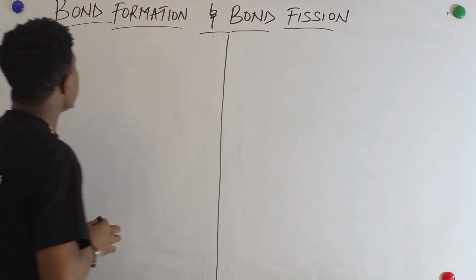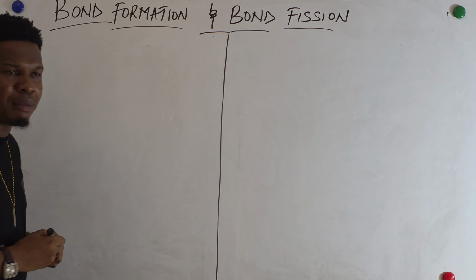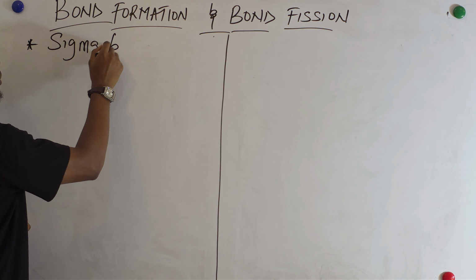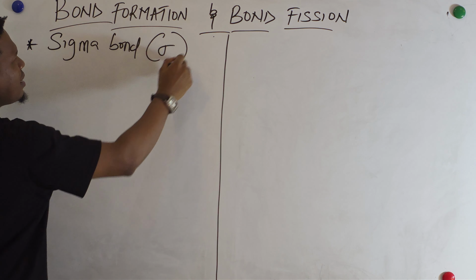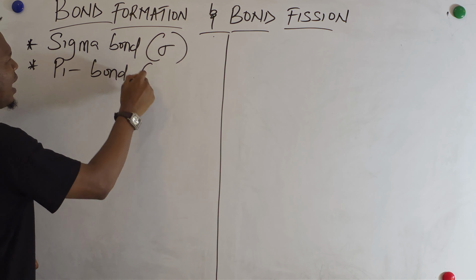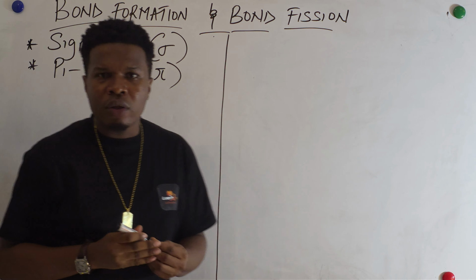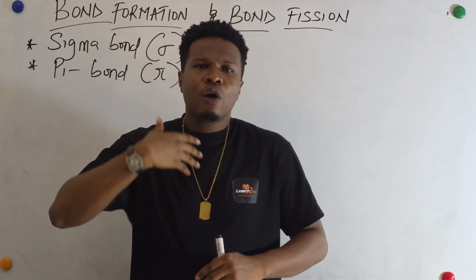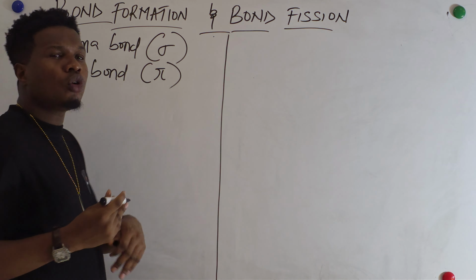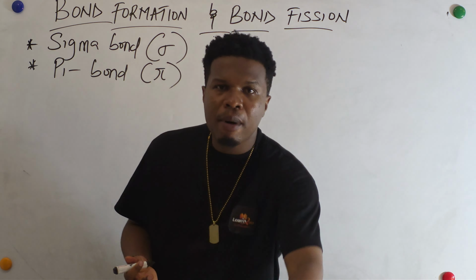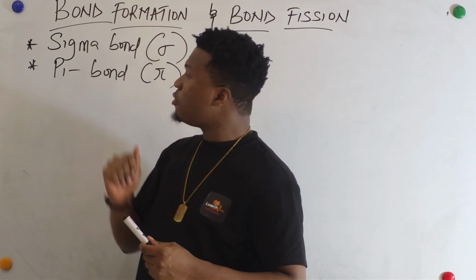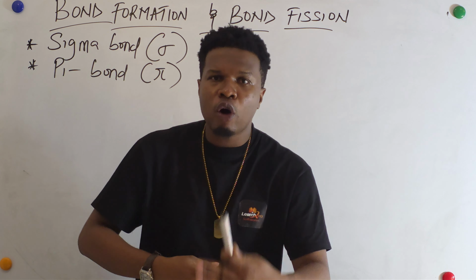And there are two types of bonds you need to take note of in organic chemistry. The first one is what we call the sigma bond, which is denoted as this. The next one is what we call the pi bond, which is denoted as this. So these two bonds are formed whenever orbitals overlap. Okay? Since carbon consists of just s and p orbitals, the overlapping of these orbitals will lead to the formation of these bonds. How do these bonds form from the overlap?